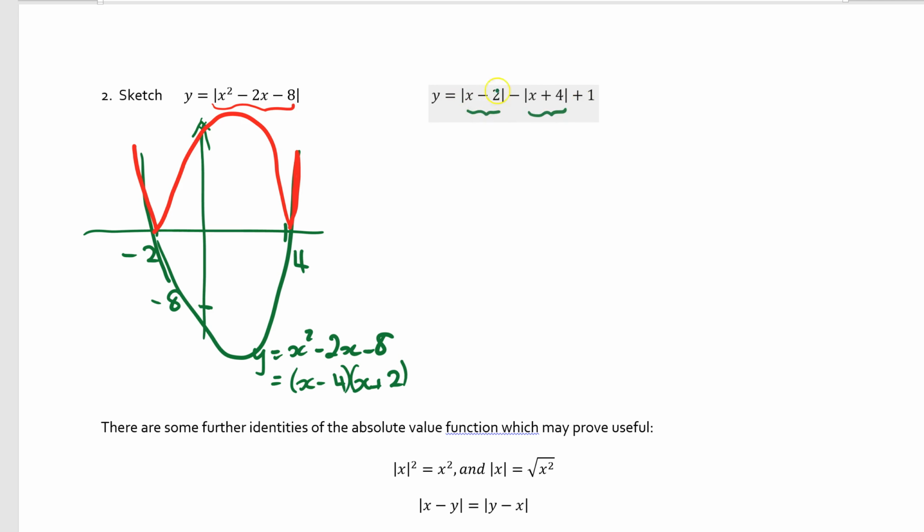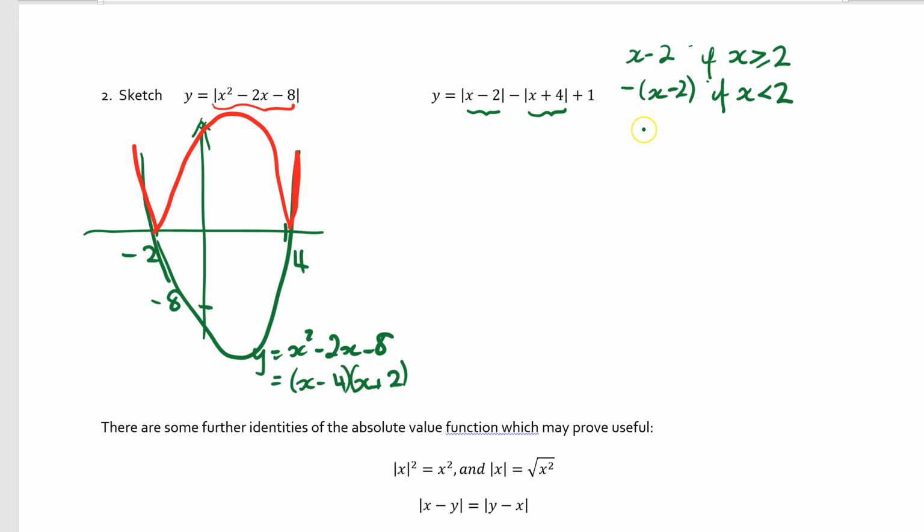So if we think about this one here to begin with, if what's in the brackets here is positive, in other words, if x minus 2 is positive, then we just take it as x minus 2. For x minus 2 to be positive, that will happen when x is greater than or equal to 2. And if what's in the brackets is negative, we take the negative of what's in the brackets. So that happens if x is less than 2.